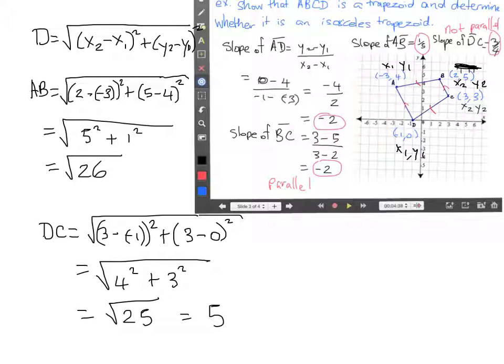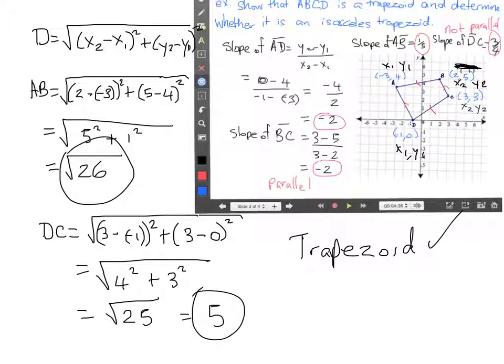So here we have the length of AB, that's the length of one leg, and the length of the other leg is 5, and those legs are not equal to each other. And in order to be an isosceles trapezoid, the legs have to be equal to each other. So though it is a trapezoid, so we already said yes to that, it is not an isosceles trapezoid.